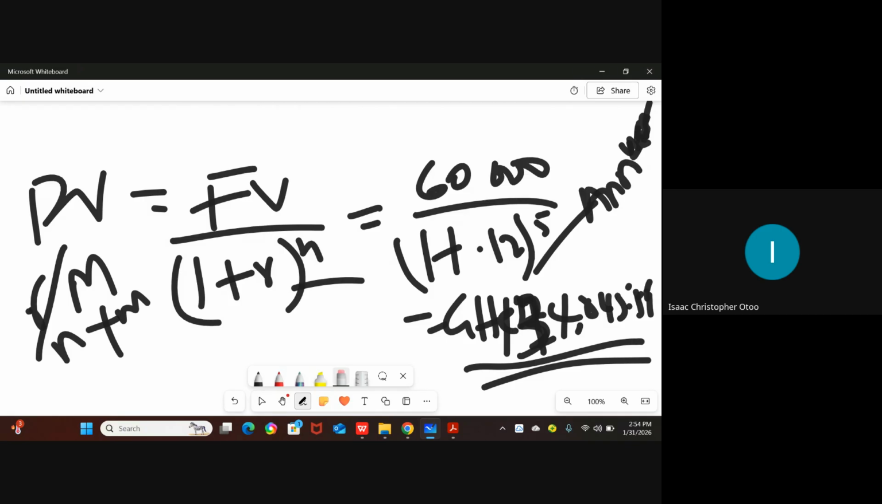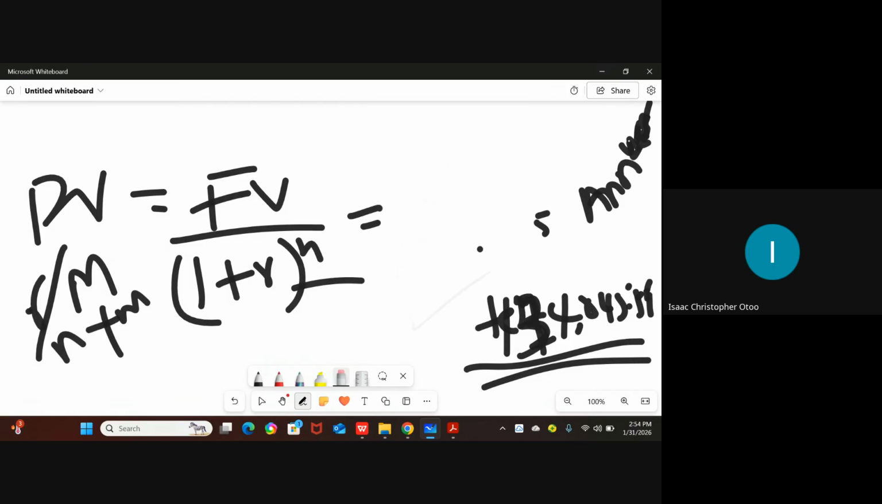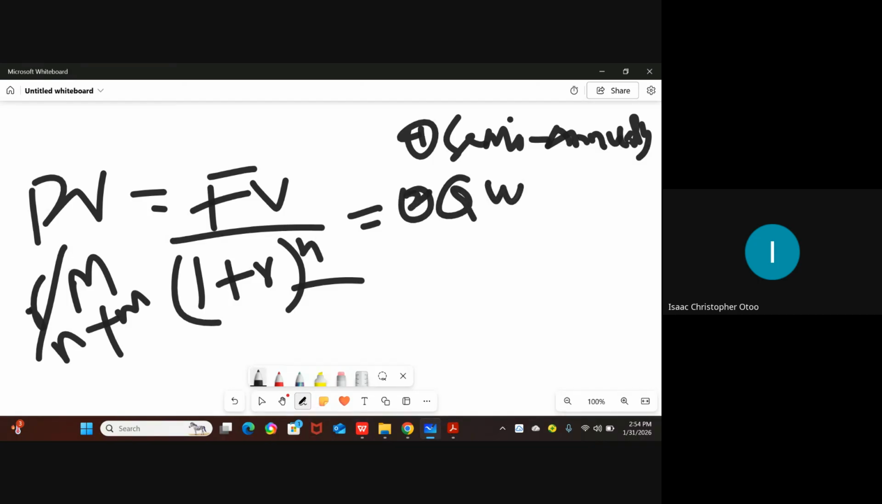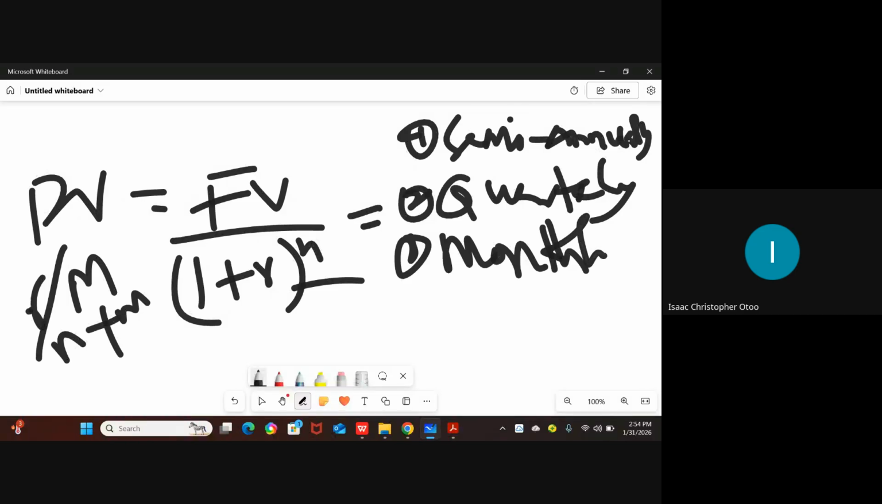If, for example, this one is compounded semi-annually, you go by that. 1, semi-annually. 2, quarterly. And then 3, monthly. So I am leading you with the first one so that you do the other two.